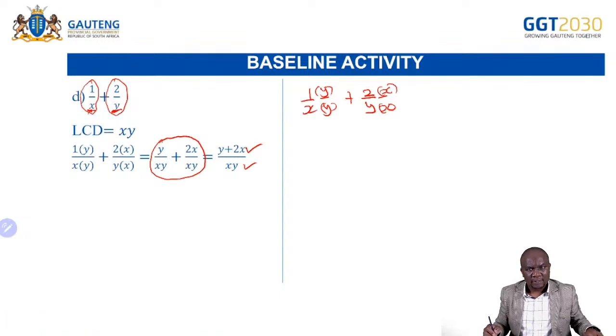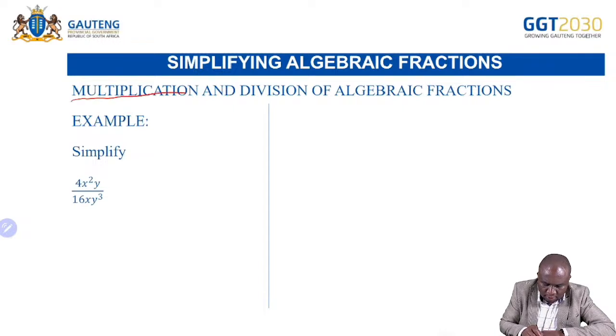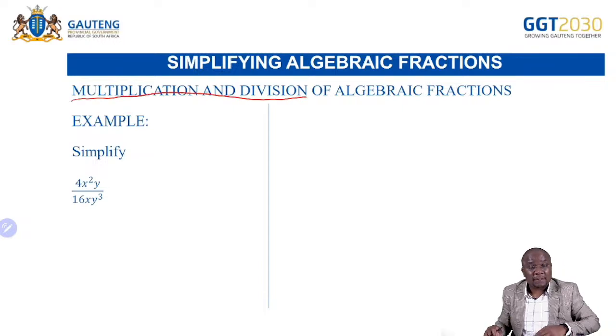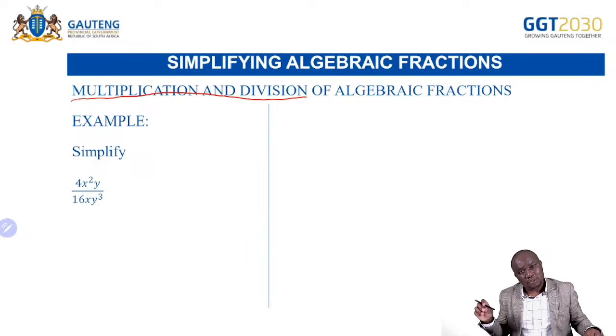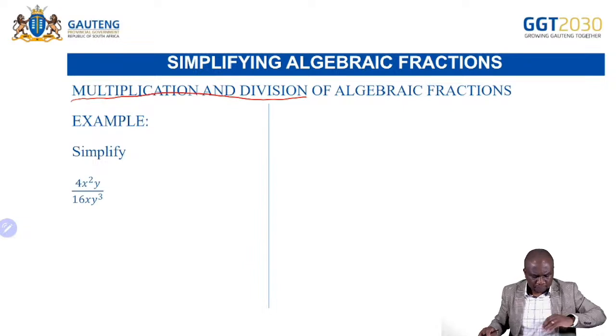Now, this is our first example of multiplication and division of algebraic fractions. Remember, we're going to do multiplication and division, and thereafter addition and subtraction. Remember, we are using factorizations: highest common factor, difference of two squares, quadratic trinomial, grouping in pairs, difference and sum of two cubes.